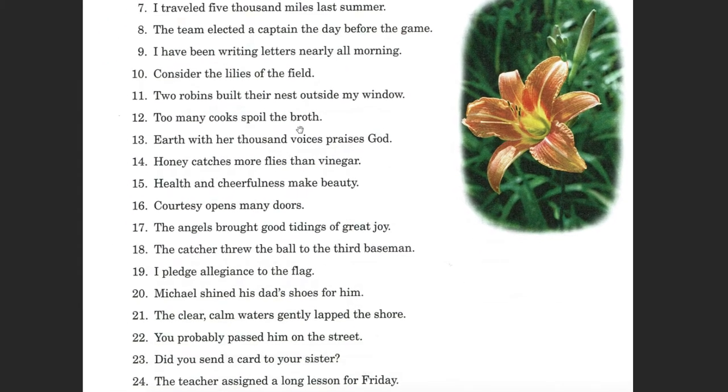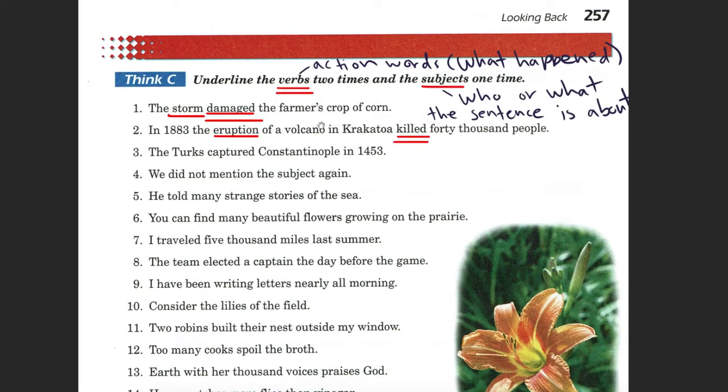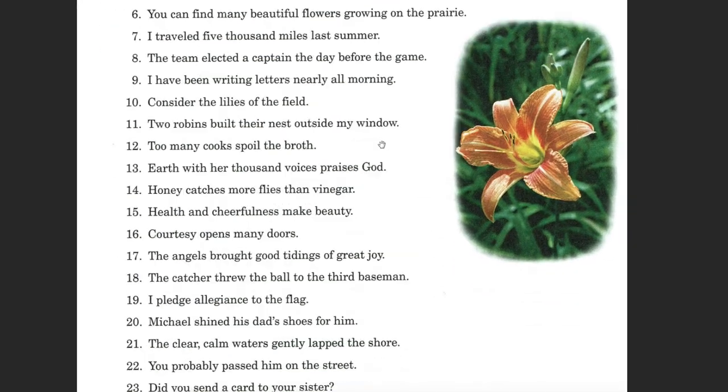So do the rest of that by yourselves. Just look for the subject and the verb, and then check your answer. Remember, you can put the subject and the verb together, and they should make a short sentence. For example, number 1, storm damaged. So the storm damaged. That's a sentence, right? Or the eruption killed. That's also a short, complete sentence. So you can check your answers that way.